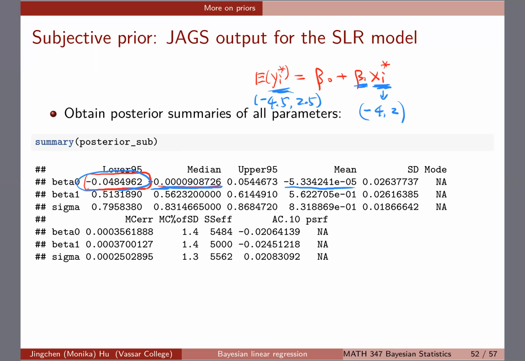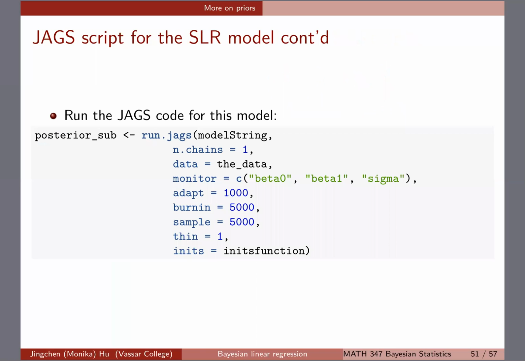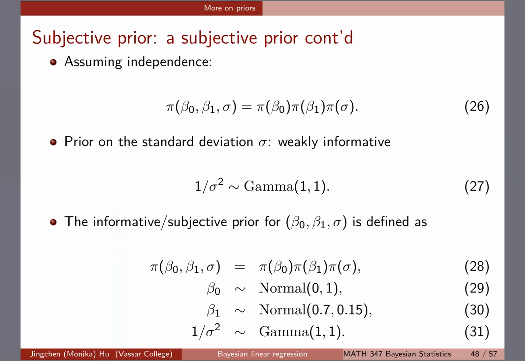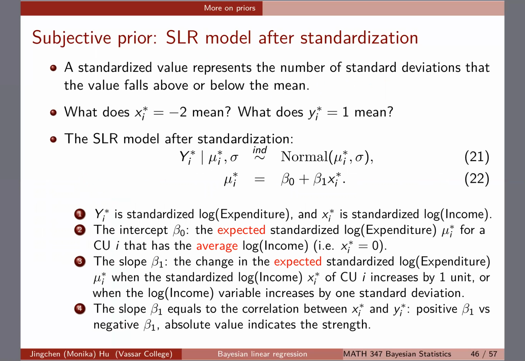That is to say, what does it mean when we observe beta 0 to be very close to 0? What do we learn from that result in terms of the standardized log income and standardized log expenditure? Let me come back to the previous page when we wrote out the model and the interpretation. They're all connected. So here, the intercept, item 2 here.